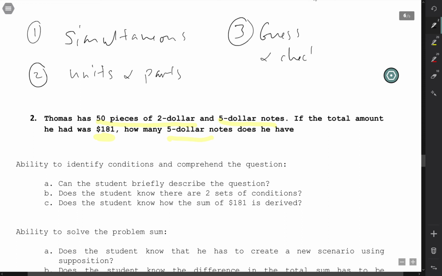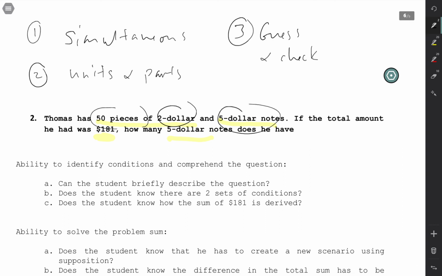What do you mean by guess and check? That means you can actually guess the number of $2 and $5 notes, and then you just try different combinations and see which one gives you the correct number. Okay, that's it.